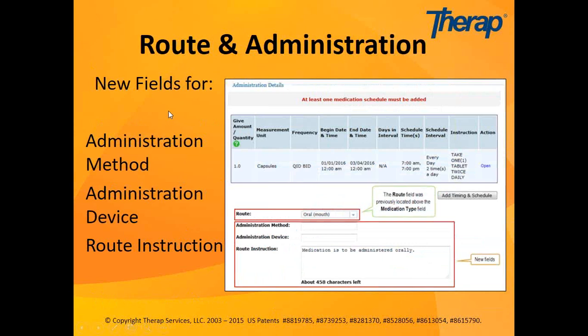All right, you are receiving some new fields on your administration details, and those new fields are administration method. If you look down in the red box at the bottom here, administration method, administration device, and route instruction. So your administration method, if this is supposed to be given with food, if this is to be taken topically after a shower, if this is, the administration device, if you're using a syringe or something specific about this, you can make note of that.